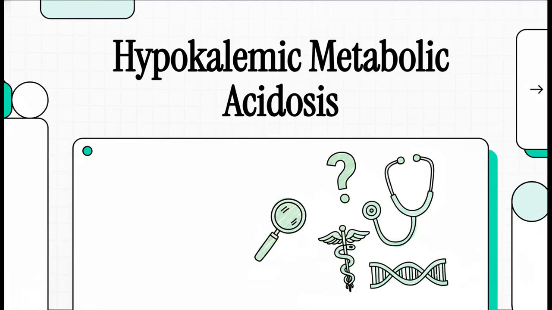All right, we're jumping right into a classic clinical mystery today. Imagine this. A patient's blood is way too acidic, and at the same time, their potassium has tanked to a dangerously low level. So, how do we crack this case? Let's break it down clue by clue.